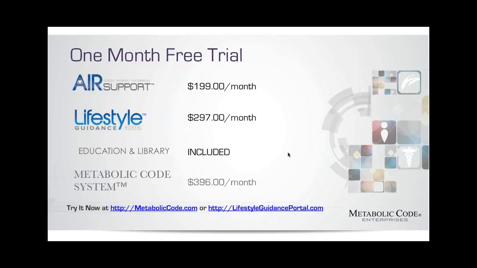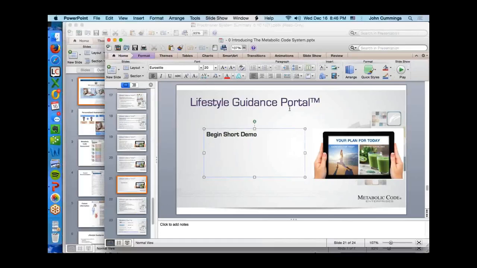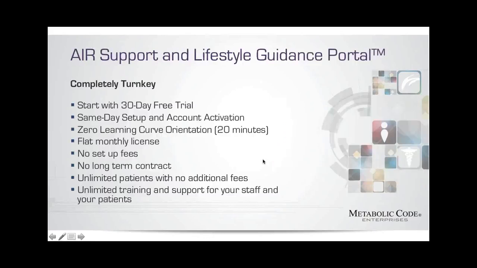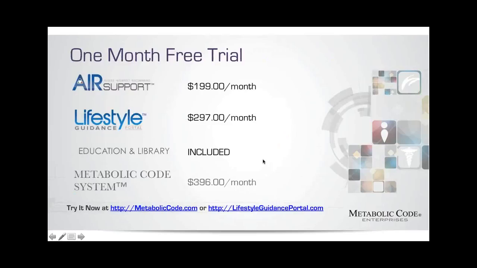And then if you decide to keep it, you'll pay $199 a month for air support or $297 a month for lifestyle guidance portal. But with this offer, we're going to reduce the lifestyle guidance portal to $249 a month, and air support, although I think I may have screwed up that slide, is actually only $99 a month when you bundle it with the lifestyle guidance portal. So the total cost to have both systems is going to come out to $348 a month, even if you want both of those and you want to try those both for free.